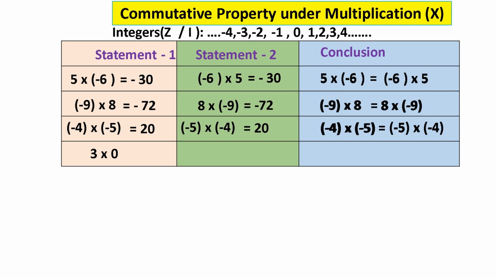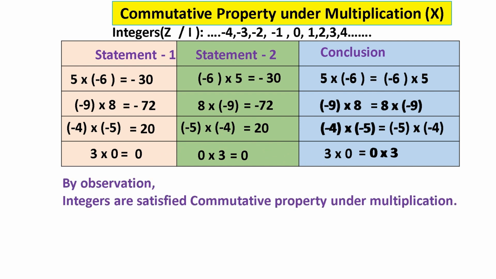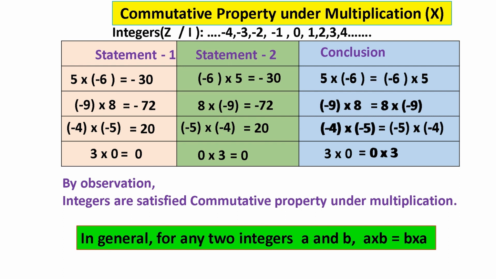Next example, 3 into 0, we get 0. And 0 into 3, we will get 0. In statement 1 and statement 2, we get the same answers. That's why 3 into 0 is equal to 0 into 3. So from this table, by observation, integers satisfy the commutative property under multiplication. Now, in general, for any two integers a and b, a into b is equal to b into a.